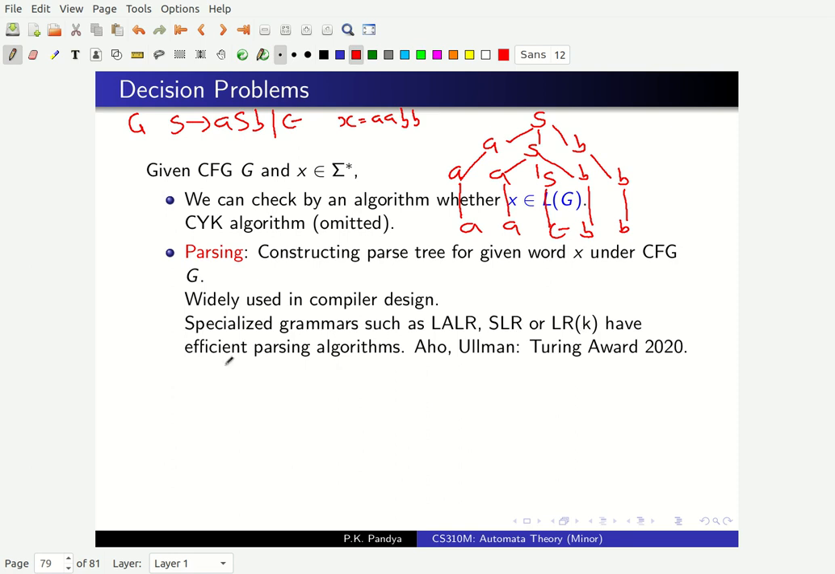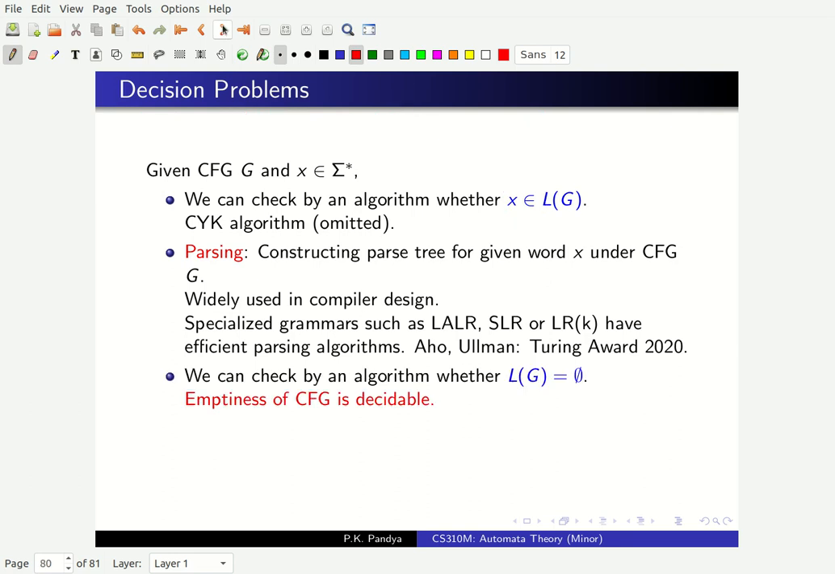In fact, for developing such efficient algorithms, Aho and Ullman received this year's Turing Award, the highest award in computer science. These are very influential algorithms, and one of our textbooks is written by Aho, Hopcroft and Ullman. So they are the authors of our textbook, and they received this year's Turing Award for developing such algorithms. You should know these facts. You don't have to study these algorithms.